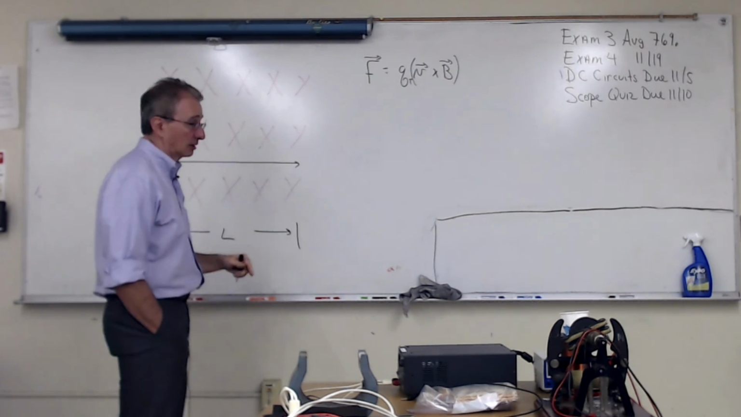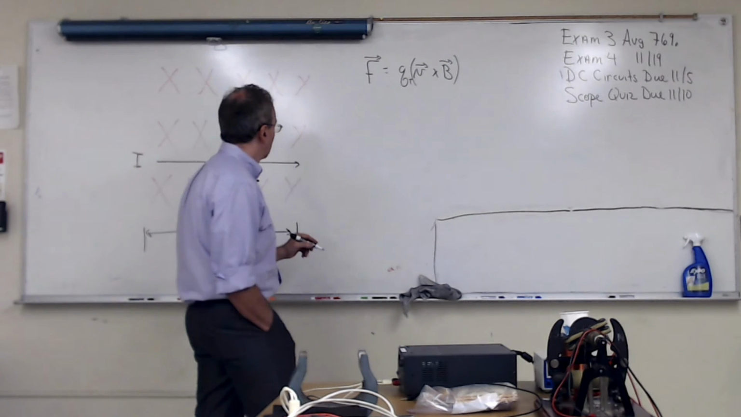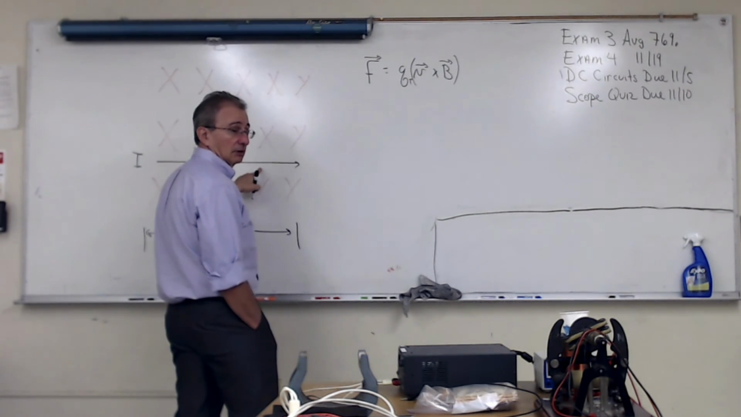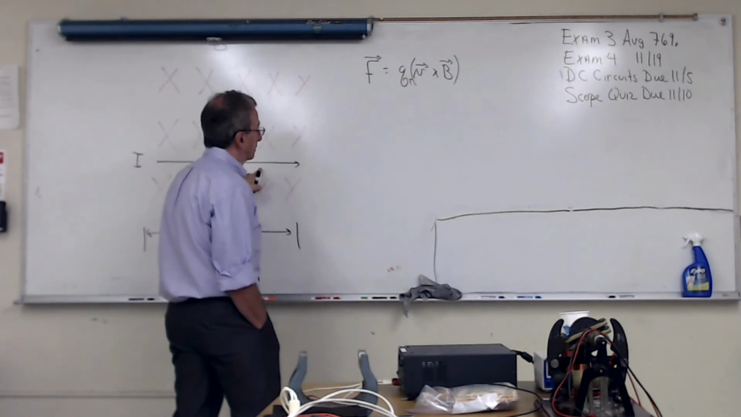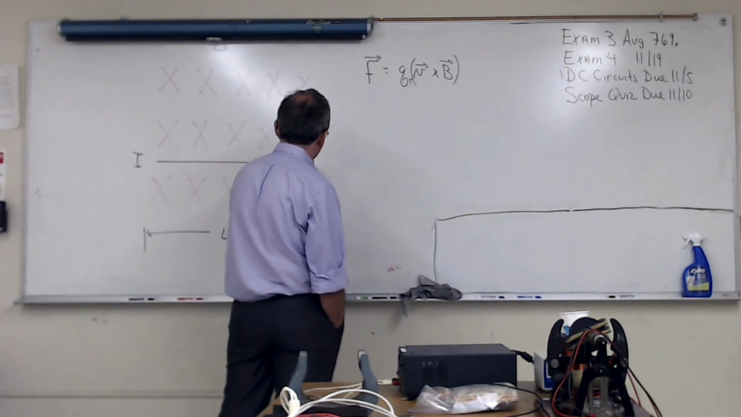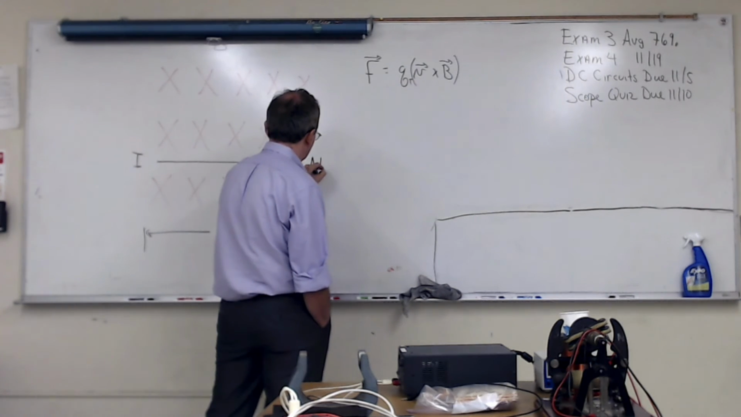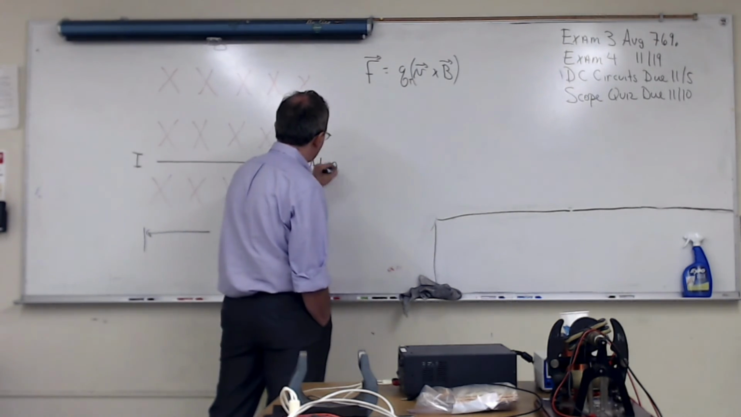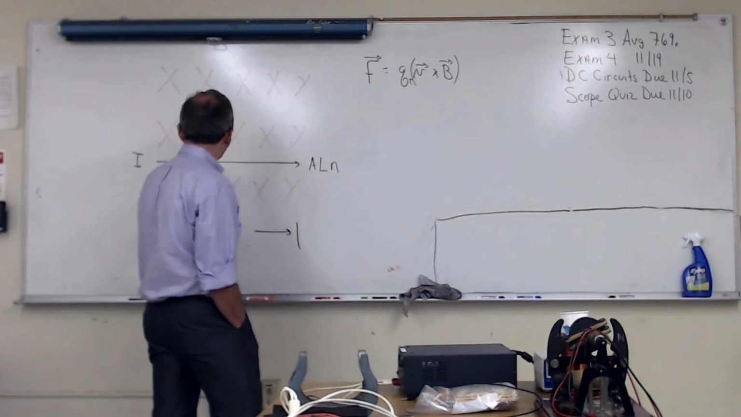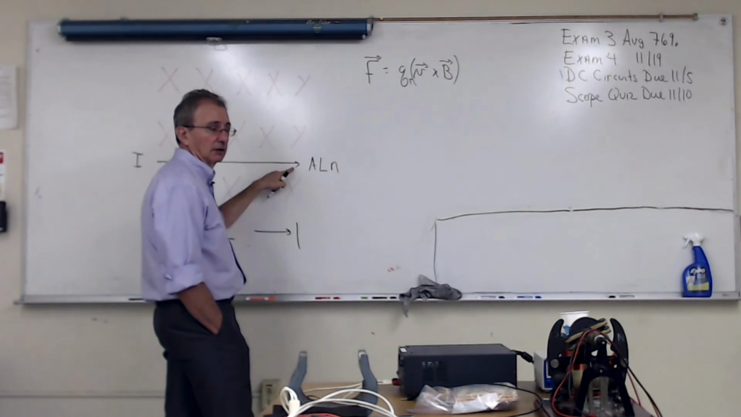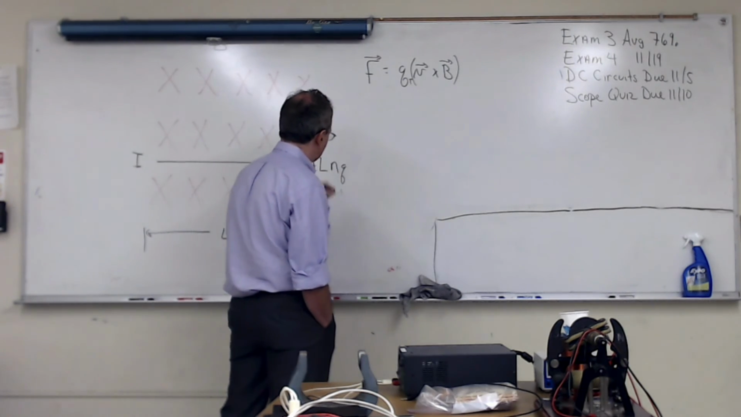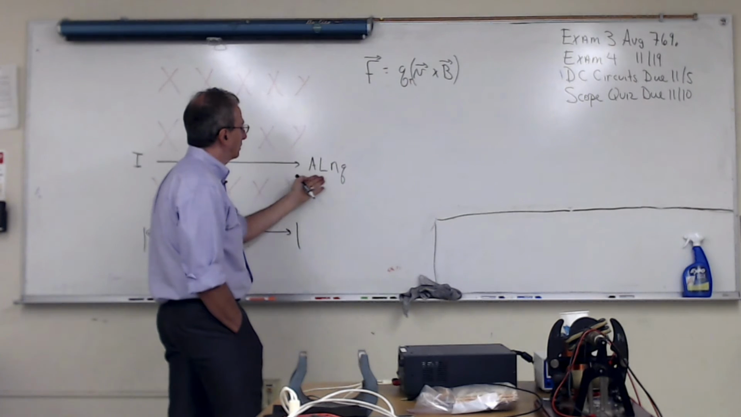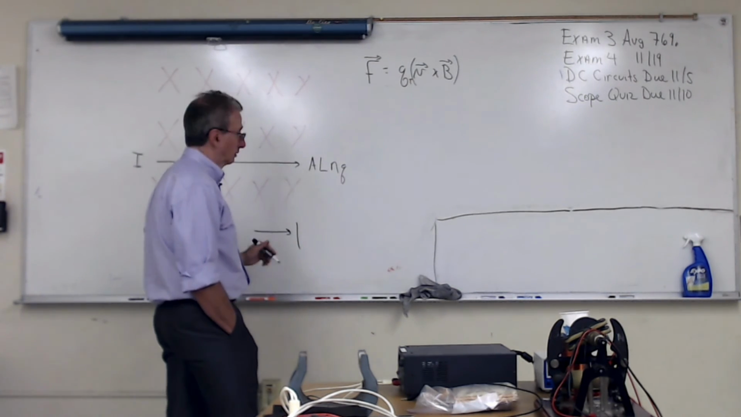But I need to know Q total. What is the total charge in here? Well, I need to know the volume of this wire and the number of charges per unit of volume. So the volume is just going to be the cross-sectional area of the wire times the length of the wire. Then if I multiply by the number of charges per unit volume, it gives me the total number of particles in here. And then I multiply by Q, the value of each of the charges, which is going to be the electrons. Then this is the total charge in that wire.